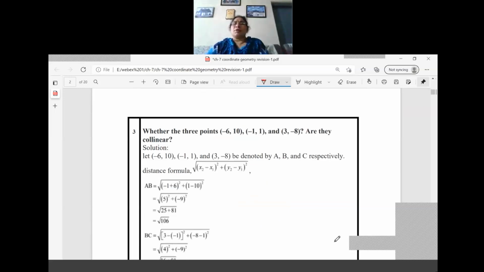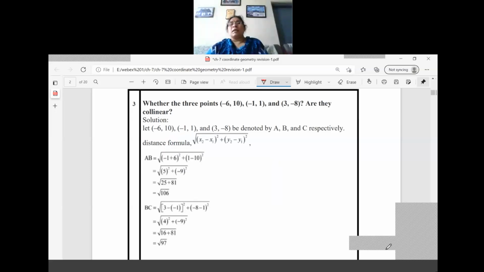Whether the 3 points are collinear. Similarly, let us assume ABC are the 3 points. Which are the points given in the question? Minus 6 comma 10, minus 1 comma 1, and 3 comma minus 8. Are they collinear is the question.